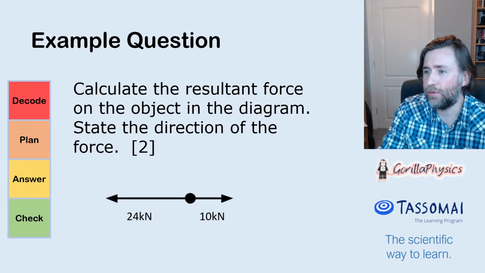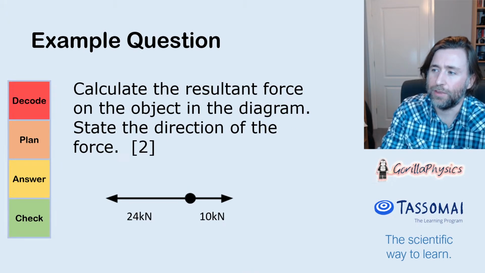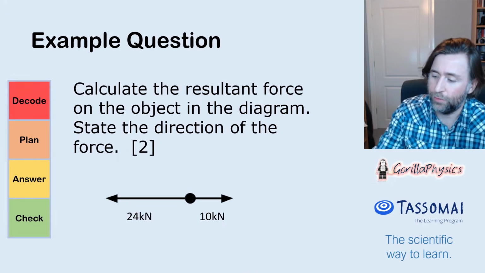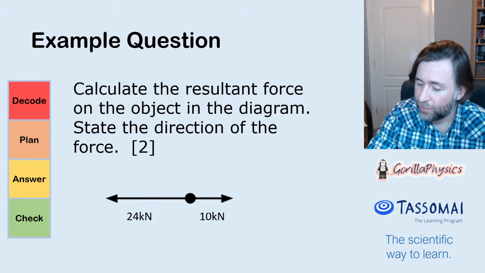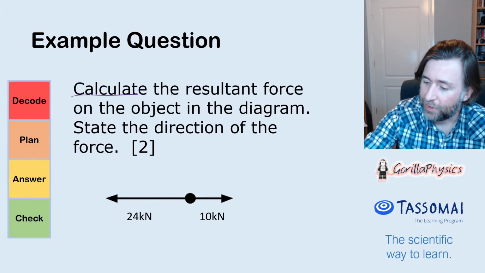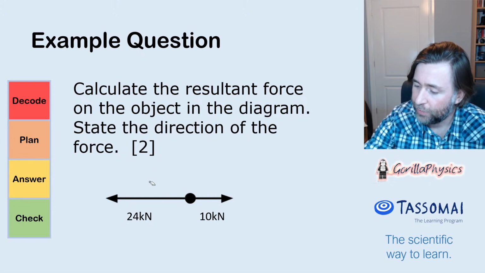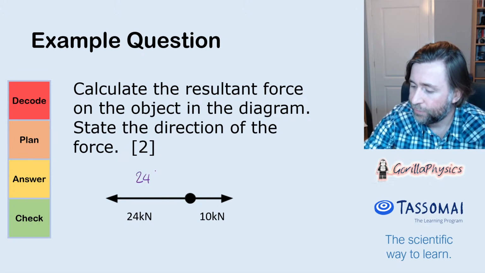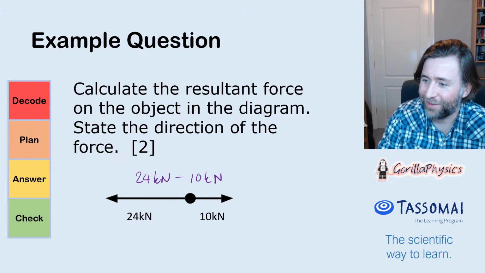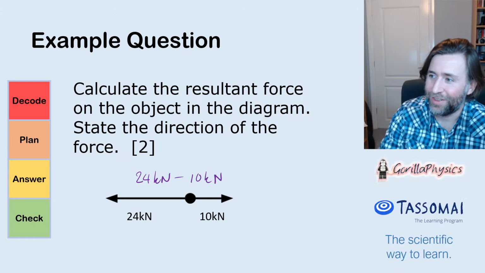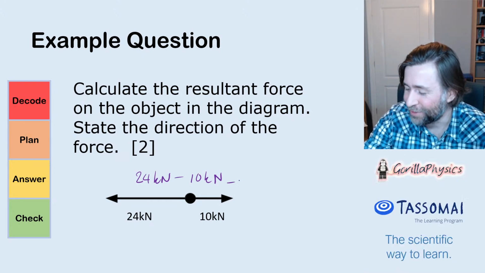Calculate the resultant force on the object in the diagram and state the direction of the force. So all you need to do in this case is work out the difference. That's what it means by calculate the resultant force. Now clearly there is 24 kilonewtons to the left, and there is 10 kilonewtons to the right. So we don't actually need to even go for the calculator in this case. Got it ready, but hopefully we can do this one.